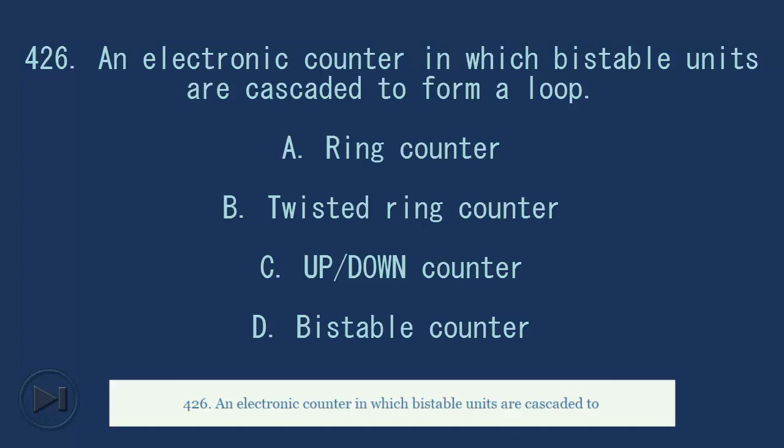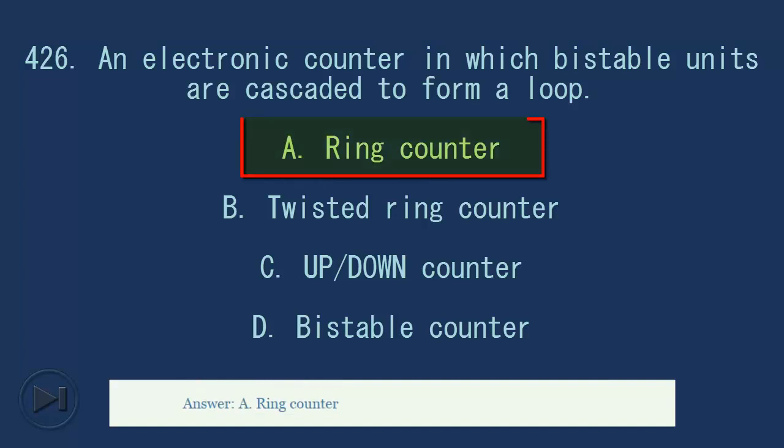426. An electronic counter in which bit-able units are cascaded to form a loop. A. Ring counter. B. Twisted ring counter. C. Up/down counter. D. Bit-able counter. Answer, A. Ring counter.